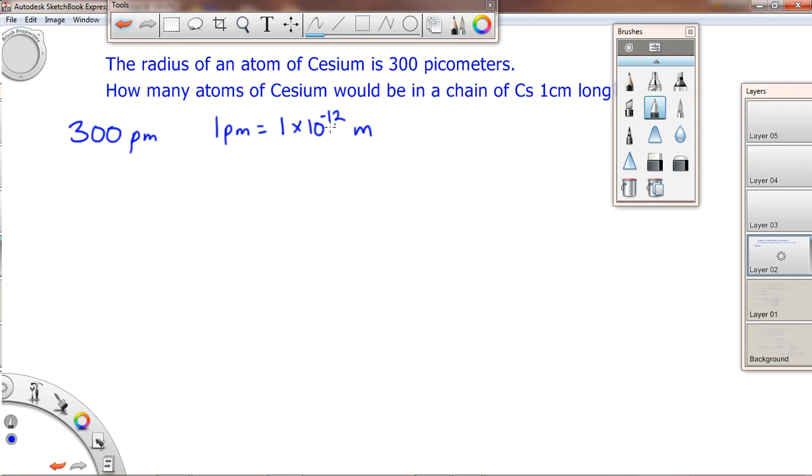Very, very small. So let's see. That means, let's see, 12 zeros. That's going to be 1 trillionth of a meter. 1 picometer is 1 trillionth of a meter. Very, very small. And somehow we need to convert this into centimeters. Okay, let's see how we do it. Let's start with this. Let's convert our picometers. So this is going to be 300. Instead of picometers, I'm just going to write 10 to the negative 12 meters.